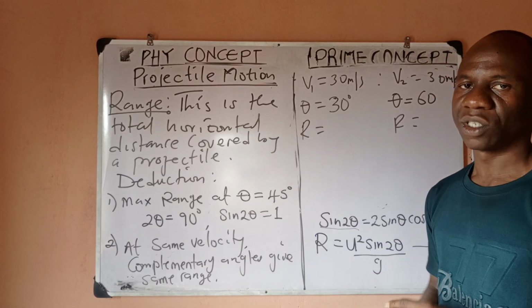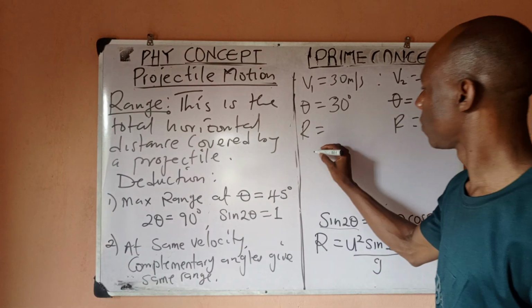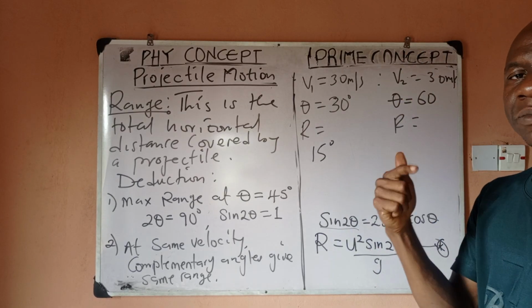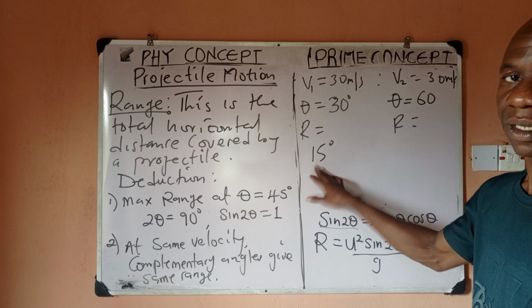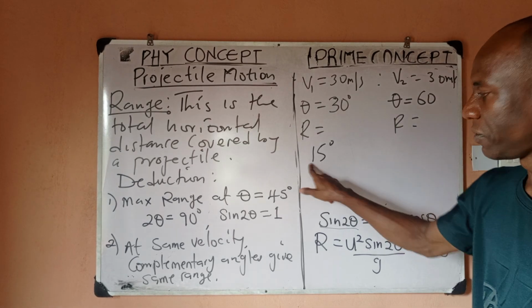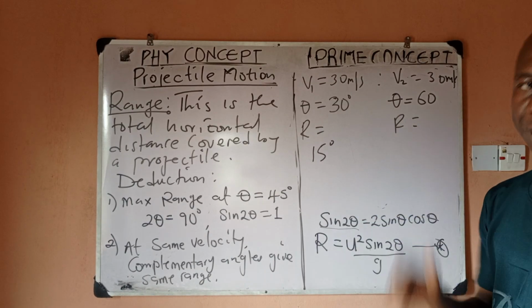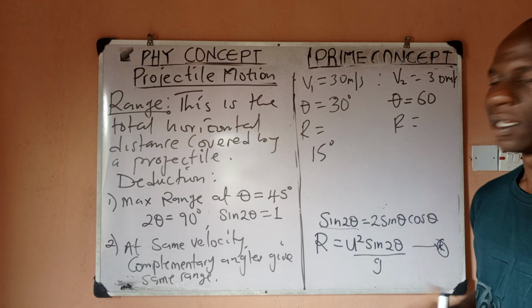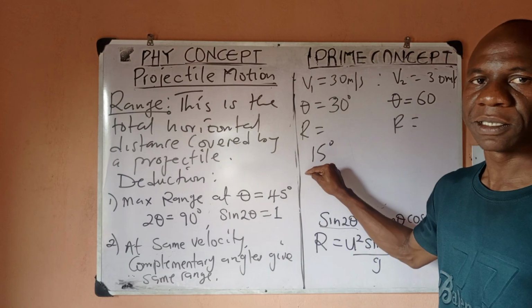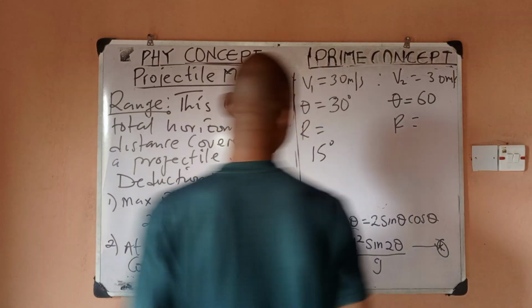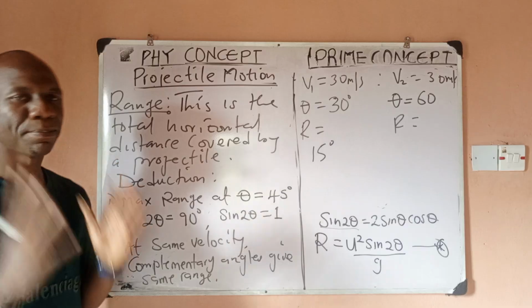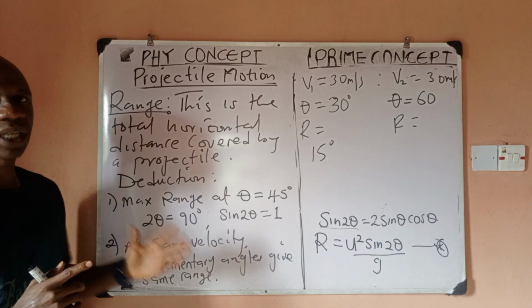So if I ask you, this is 15 degrees, which other angle would give me the same range as 15 degrees for the same velocity? Drop the answer in the comment section if you understand this. Tell me if you understand this. So quickly, these are the 2 important points I want you to note about range: the maximum range, when it occurs, and then the complementary angle concept.